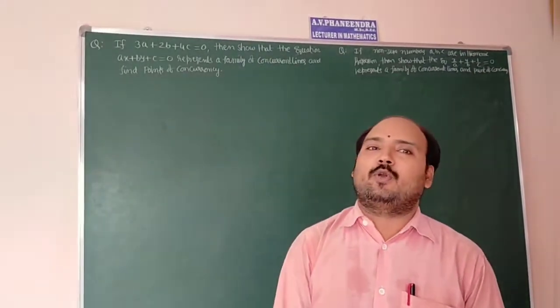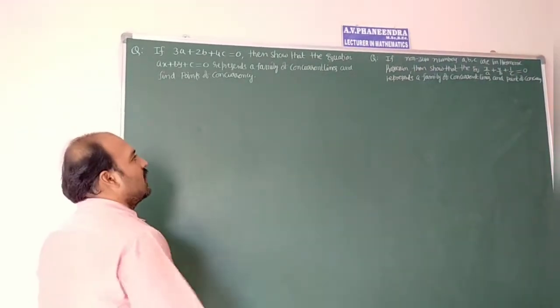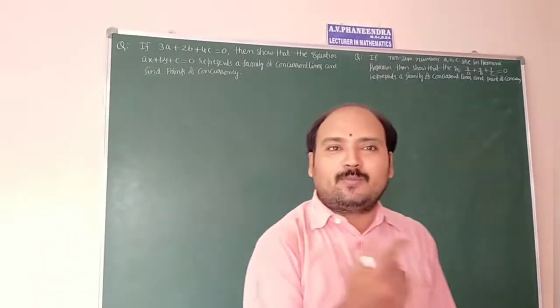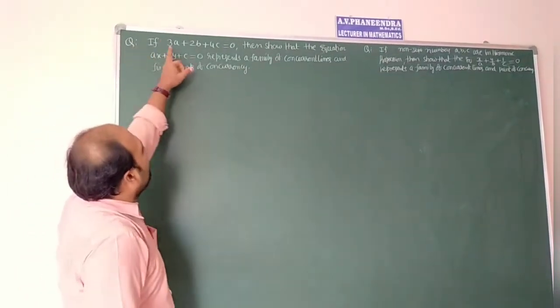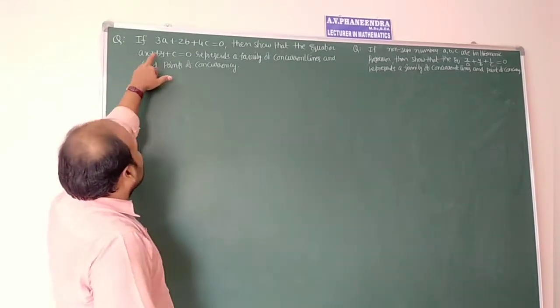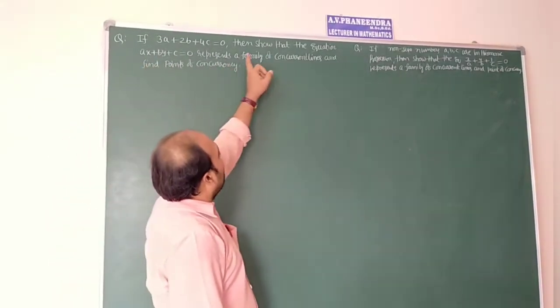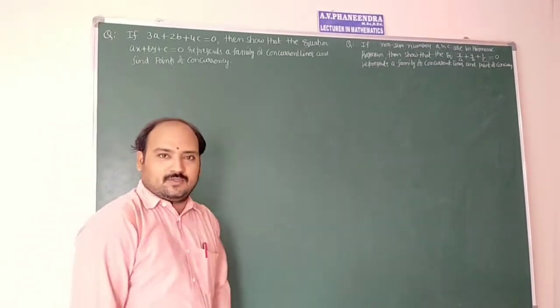Next question, the problems which are related to family of concurrent lines. How they are going to ask based on the point of concurrency and family of straight lines. See that question. If 3a plus 2b plus 4c equal to 0, then show that the equation ax plus by plus c equal to 0 represents a family of concurrent lines and find the point of concurrency.